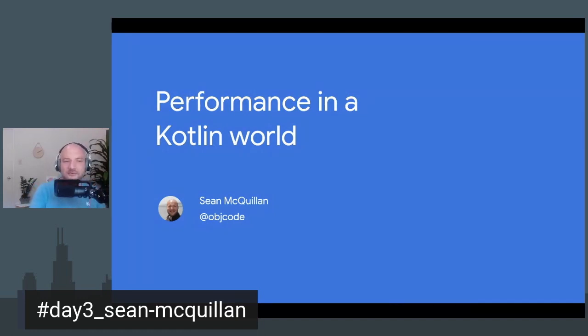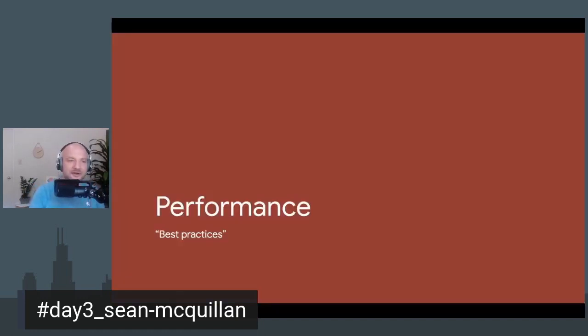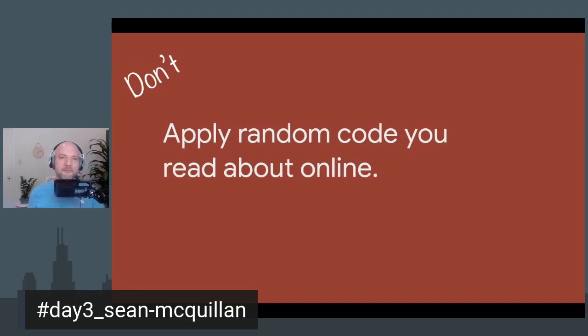So I want to start off by talking about some performance best practices. And I put that in quotes for a reason. There's one thing that I see a lot of people do, and I've done this myself, when trying to make code performant, which is to read a blog post and then apply random code that you read about online. And this sometimes works. Sometimes there are some good performance tips in there, but sometimes it actually just makes your code more complex and either keeps the performance the same or actually makes it worse.